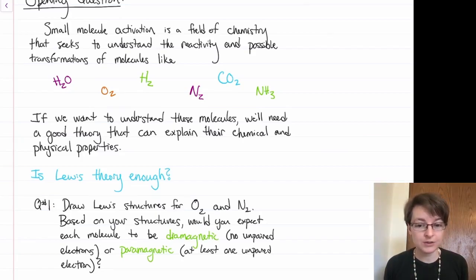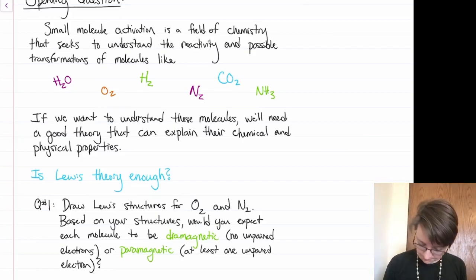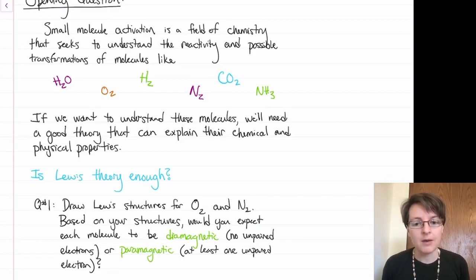So our first question that I want you to answer on a piece of your own scratch paper is to draw the Lewis structures of O2 and N2. Based on your structures, I want you to predict whether or not each of these molecules would be diamagnetic. Remember from our last lecture, that means that the molecule would have no unpaired electrons. Or would you predict that it's paramagnetic with at least one unpaired electron? Go ahead and pause the video and answer this question.